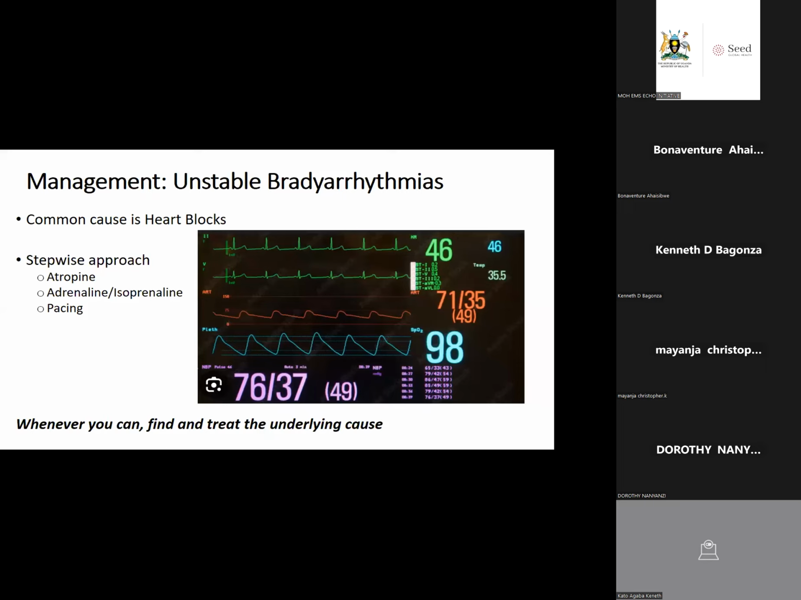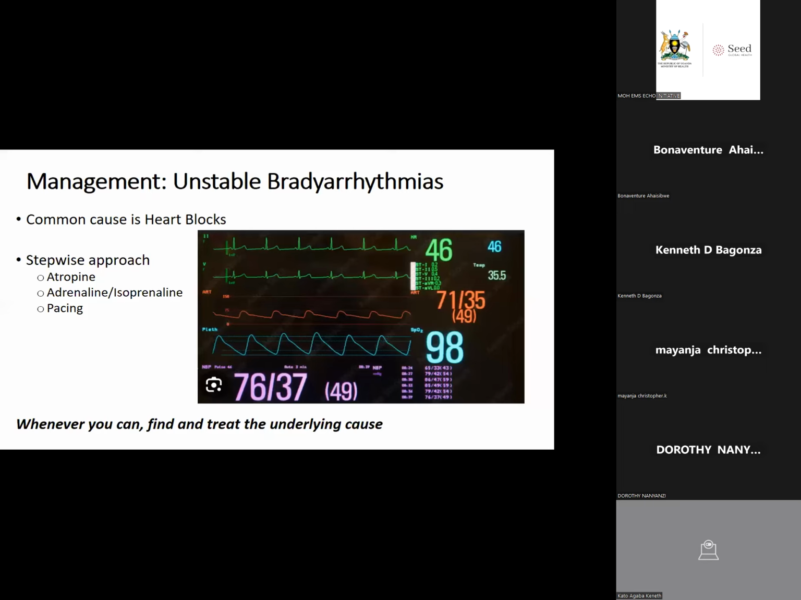Okay, so remember that the other agents you can use include isoprenaline. I don't know how many of us have seen isoprenaline or even have access to isoprenaline. Adrenaline is fairly more common, but it's a very dangerous drug. It's very helpful, it is life-saving, but if used inappropriately it can create bigger problems.